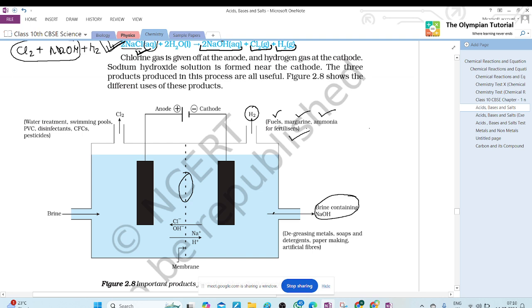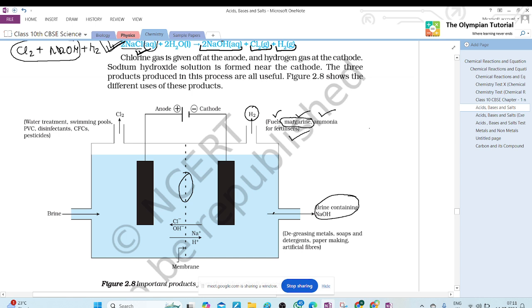You know the meaning of margarine? No, ma'am. One second, I will confirm. Margarine is a food product made principally from one or more vegetable or animal fats. In that, hydrogen is used.